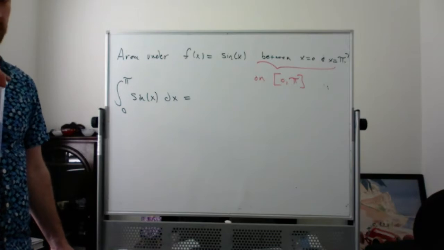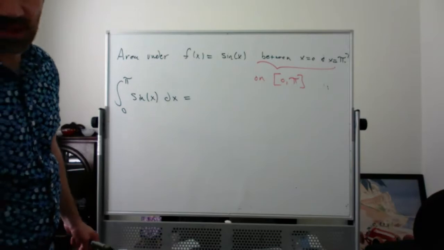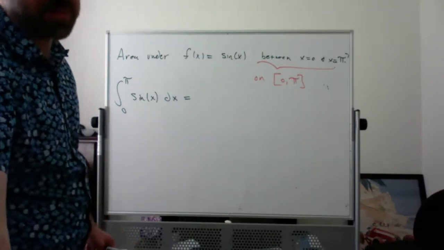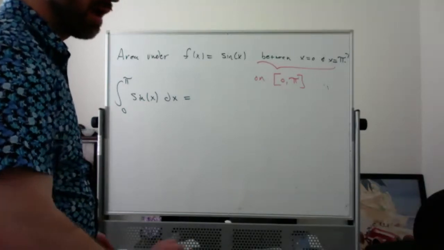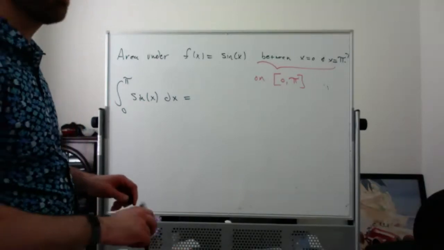Negative cosine. Sorry, I didn't quite catch you there. I heard something, but I didn't quite catch it. Because my wife is being really loud.